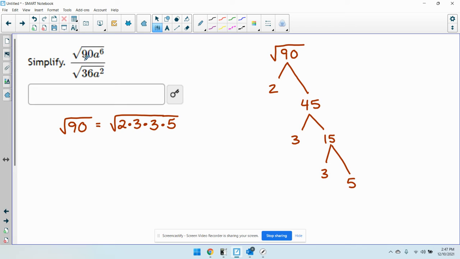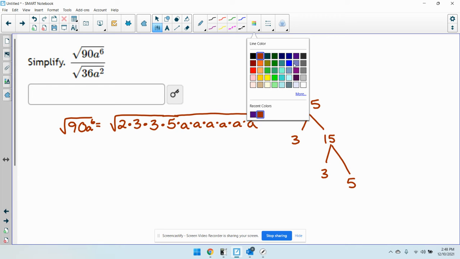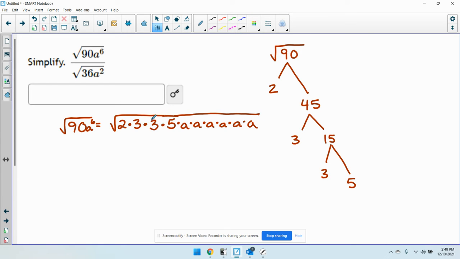Okay, and then I'm going to add back in the a to the 6th. So that's going to be times 6 a's. Let's extend this. Whoops. Since this is the square root, I'm looking for things that multiply by themselves to get some product here. So inside the square root, I'm going to look for groups of 2 of the same thing. Here I have 2 3's. I have 2 a's. I have 2 more a's. And I have 2 more a's.